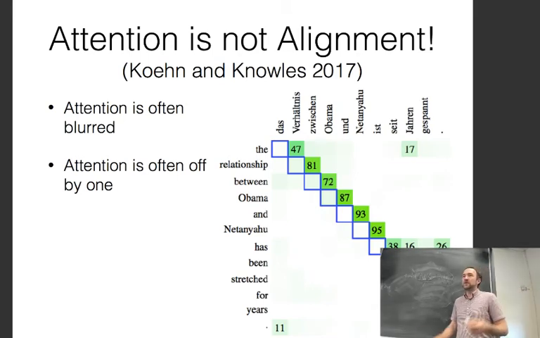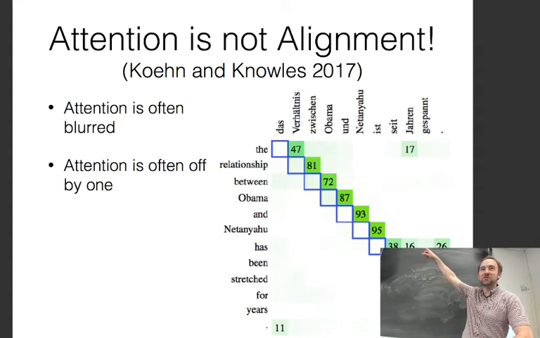Another example would be dialogue generation, where you're generating, probably dialogue generation will give you very fuzzy alignments all the time because there's not a very strong correspondence between individual words in the input and output. Another thing is attention is also very often off by 1. So this is a beautiful example of this. The blue ones are correct. The green ones are what the attention actually picked.